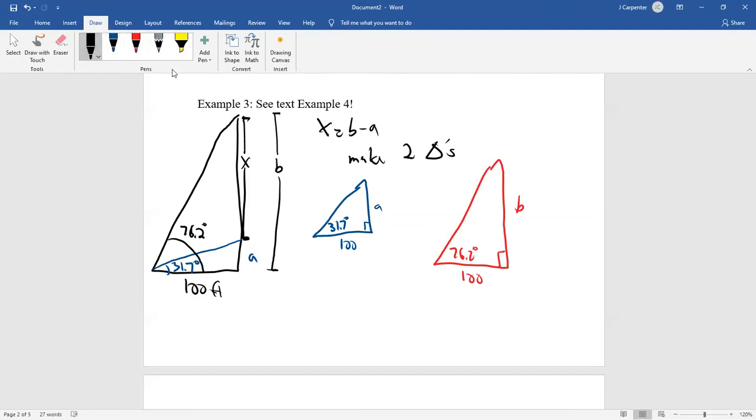So for the blue one, we've got an opposite and an adjacent. We don't actually have the opposite, but that's what we need. So angle, opposite, adjacent, we're going to use tangent again. The tangent of 31.7 degrees would be equal to the opposite over the adjacent, A over 100. Same thing as before, multiply both sides by 100, you get 100 tangent of 31.7 degrees equals A, and you can put that in a calculator, which we will do right now.